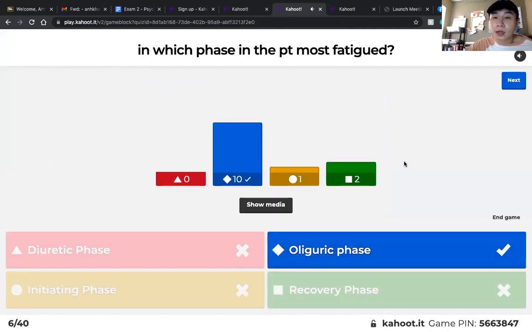All right, in the oliguric phase, the patient doesn't produce a lot of urine and retains a lot of waste in the body, which is why they are most fatigued. The initiating phase is when they start showing signs and symptoms of kidney issues. The diuretic phase is the progress phase where they start producing a little more urine, and the recovery phase is when they are becoming back to normal again. For this, remember the oliguric phase: they don't produce enough urine, less than 30 milliliters per hour.